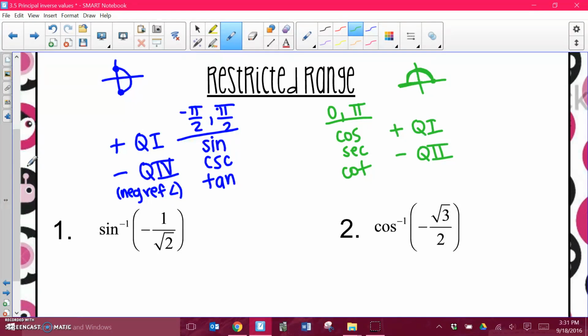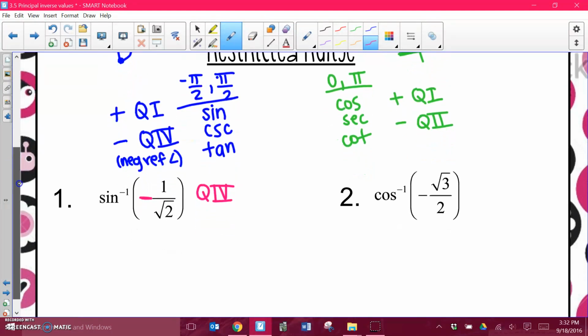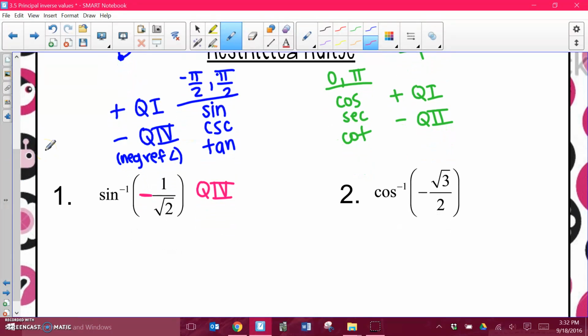Not the second part. That's what we're looking for here. So if I look at the number 1, the inverse sine of -1 over the square root of 2. Since it's negative and it's a sine function, I'm going to draw this angle in quadrant 4. Normally I could also draw it in quadrant 3, but because they didn't say give me them from 0 to 2 pi, they just said you are going to find the principal inverse value. And we're going to go ahead and draw my angle in quadrant 4.